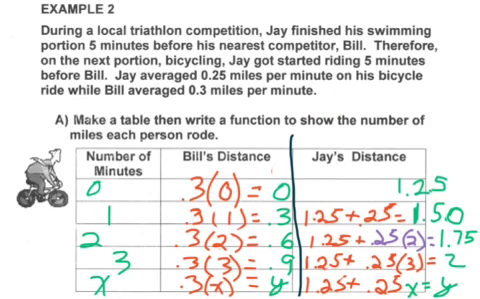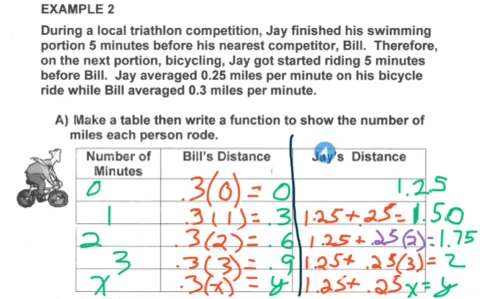Okay, first let's talk about Bill. Well, Bill's the easier one. So he averaged 0.3 miles per minute. And so you would just take the independent variable, the minutes, and multiply 0.3 times that. At 0 minutes, he'd gone 0, then 0.3 miles, 0.6, 0.9. And his function is down here, 0.3 times x equals y. So that is b of x. We'll get to that in a second.